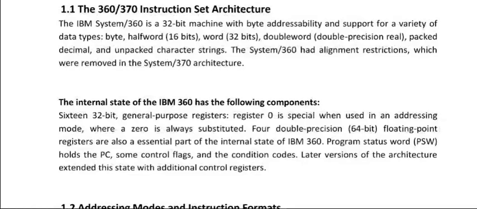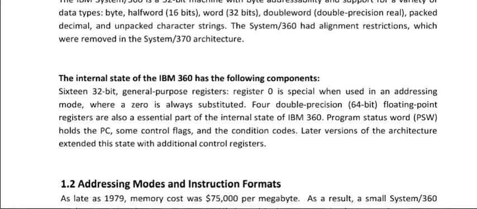So if you remember, in the previous architectures that we discussed in session 2 about SIC and SIC-XC, SIC had only 5 registers and SIC-XC had 5 plus 4, 9 registers. Here you see that the IBM 360 has more number of registers when compared to the SIC and SIC-XC.